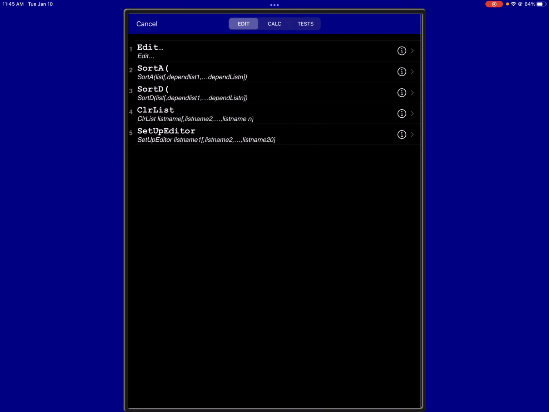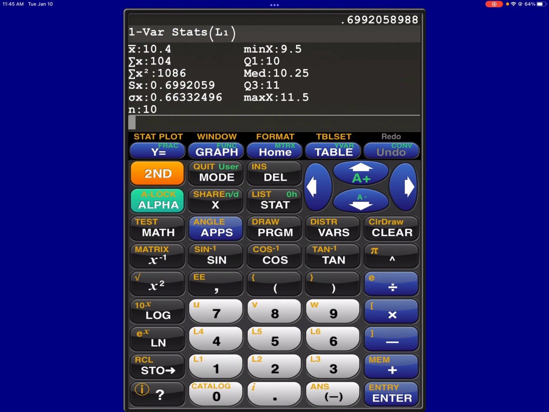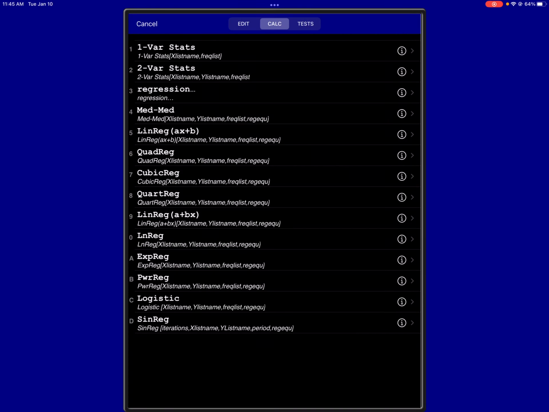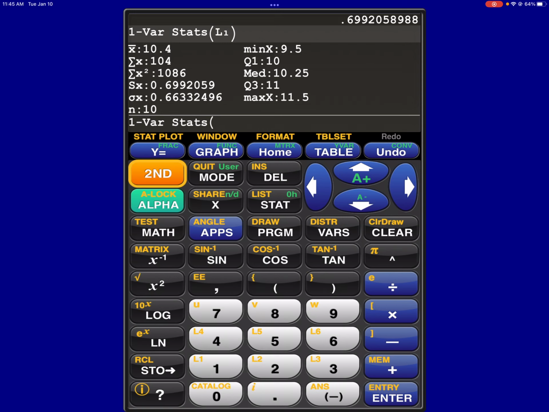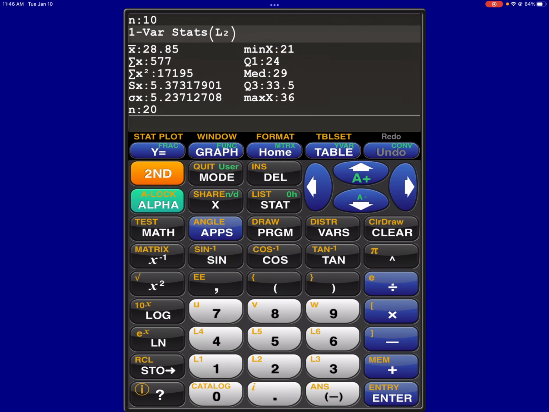So if we go to stat edit, and list 2, I have all these ages of baseball players already in there. So we're ready to go. We can just use our 1-var stats. So we're going to hit stat, calc, 1-var stats. But in this case, all my data is in list 2, so I want to make sure I denote list 2 for that. Hit enter. And I can see that my sample mean, the x bar, is 28.85, and my Sx, because we're dealing with sample data, is going to be 5.37.